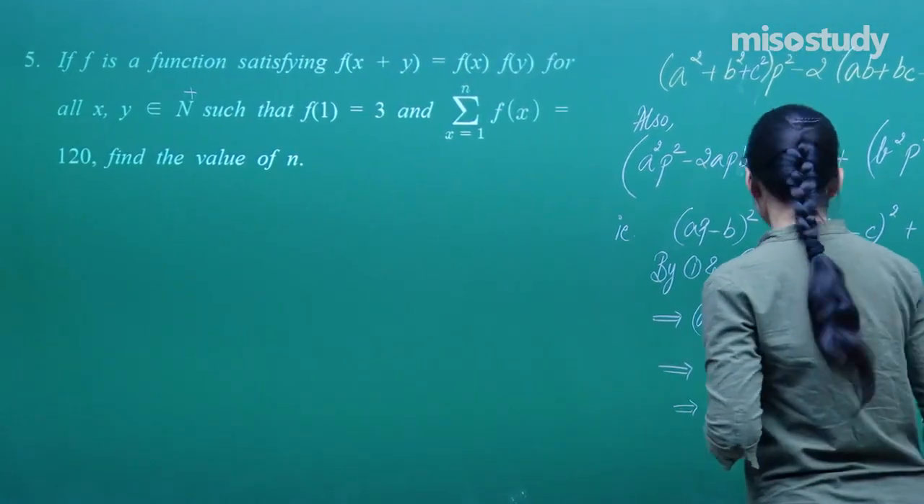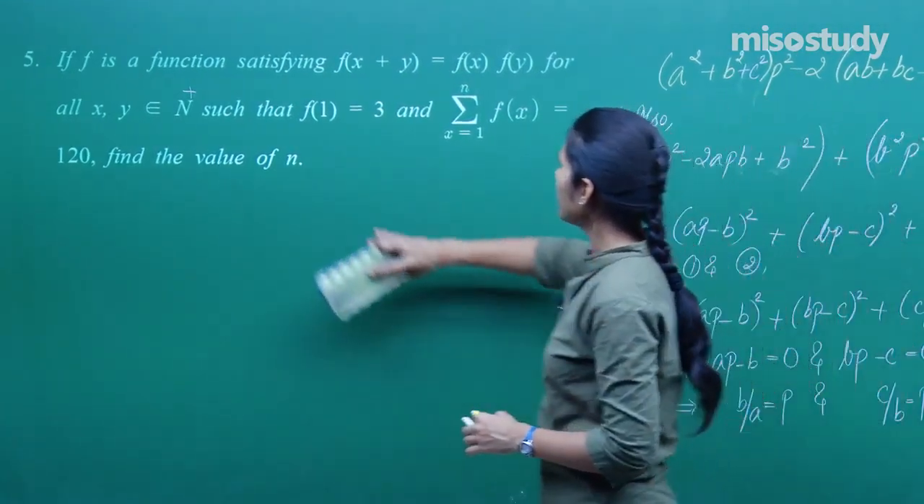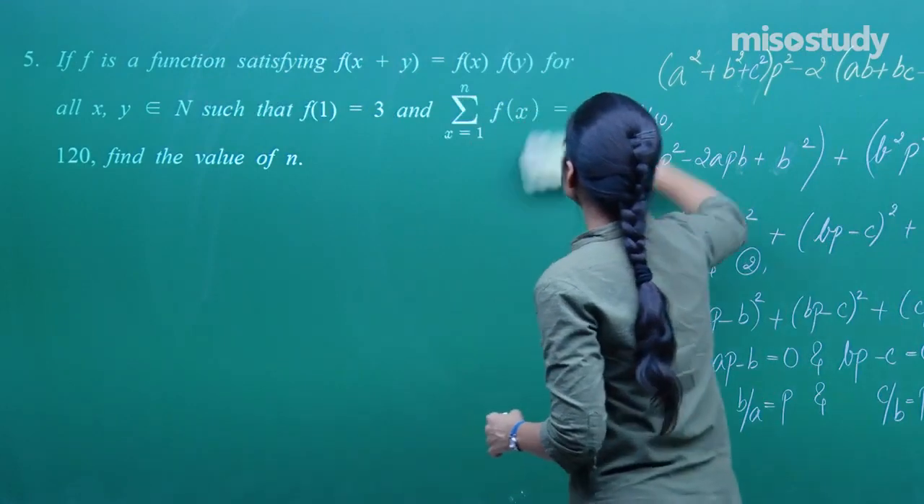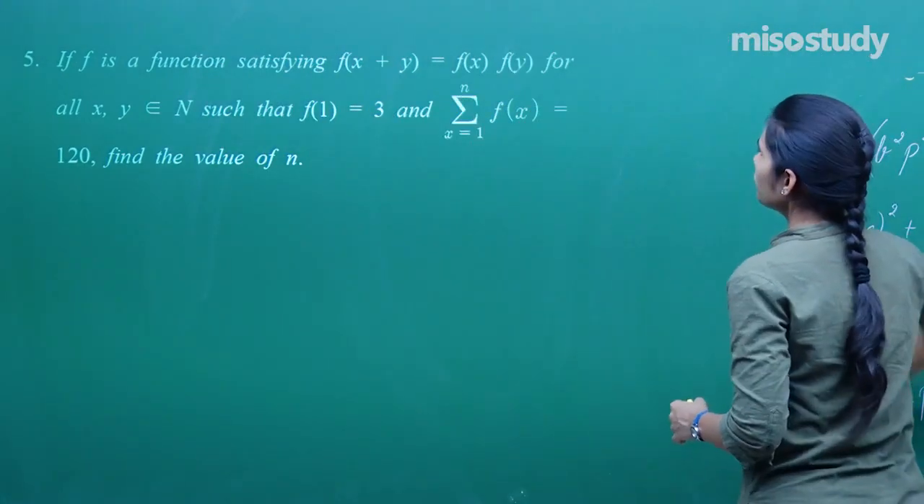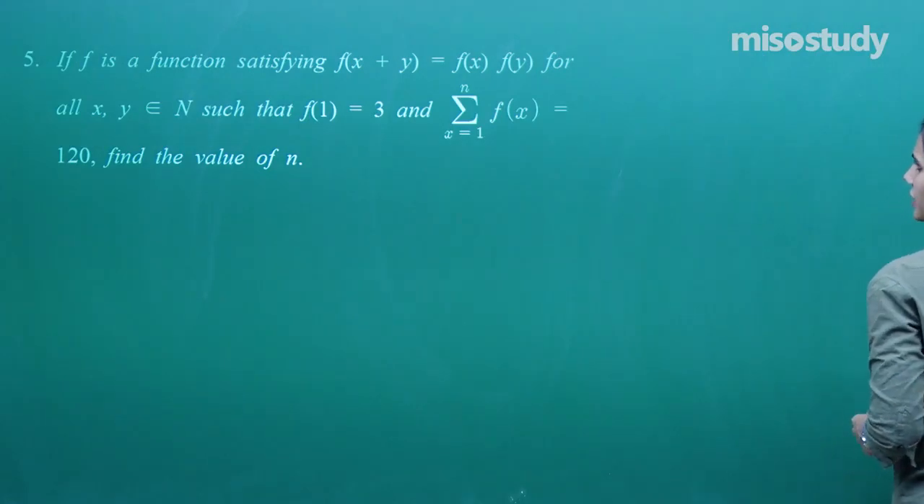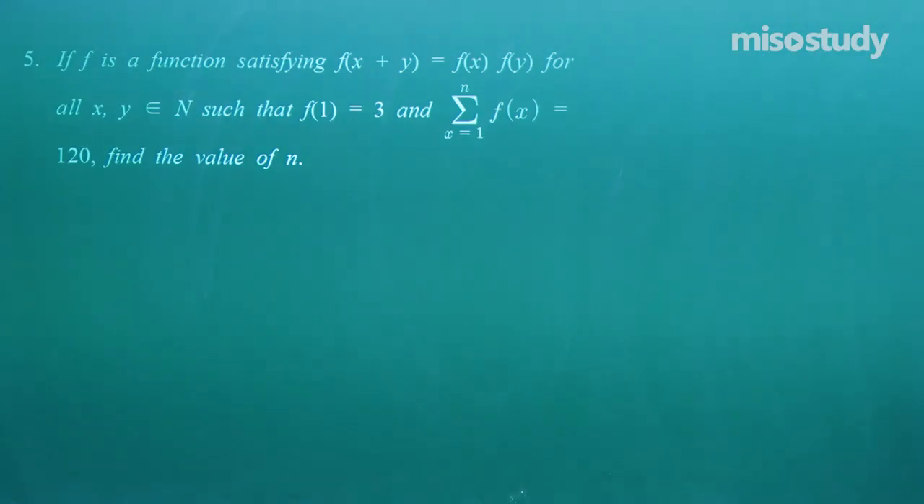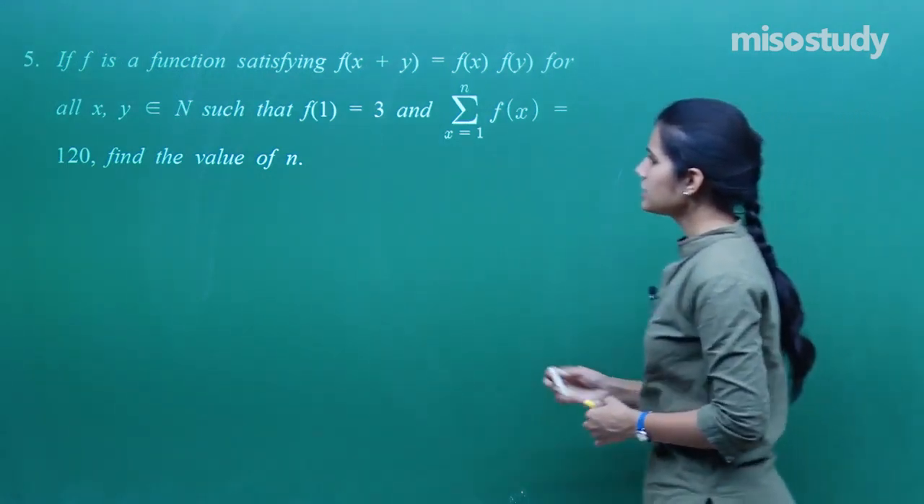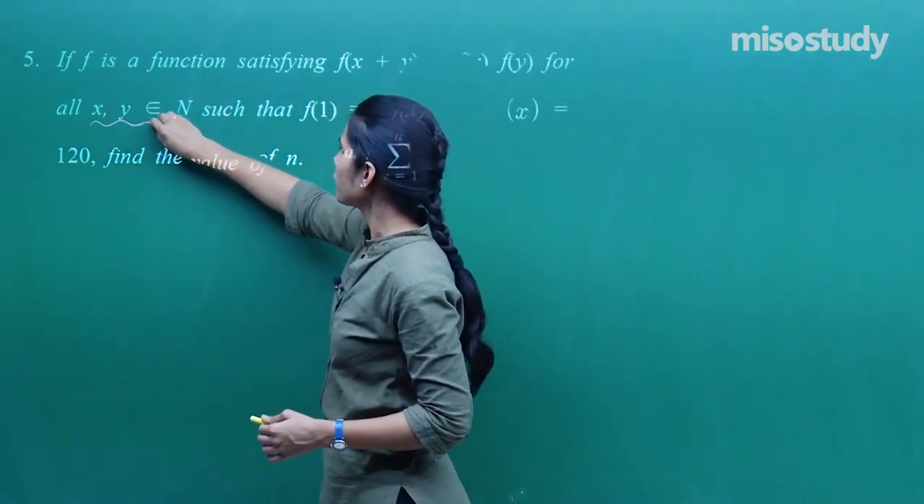Next question says what? Let's see. F is a function satisfying f of x plus y is fx into fy for all x, y in the set of natural numbers. F of 1 is given to you as 3 and summation fx, x going from 1 to n, is 120. Find the value of n.